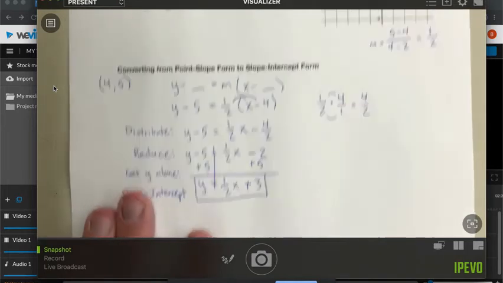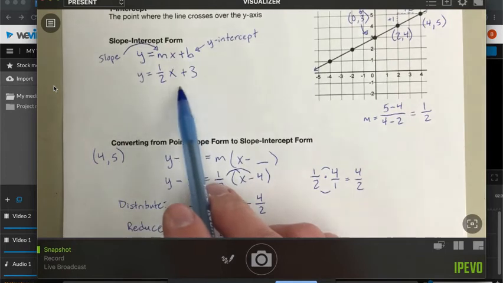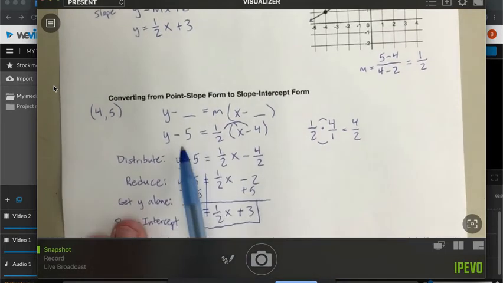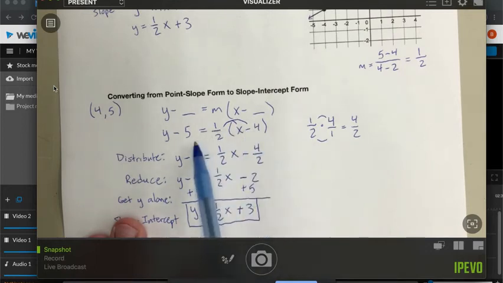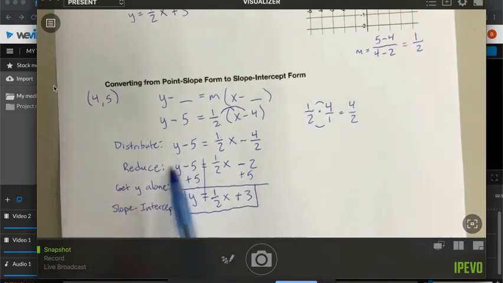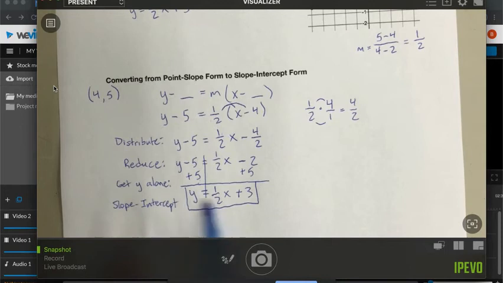All right, so once again, here's slope-intercept from the beginning. Here is if we do point slope form. Remember, I could have used any point I wanted. In this case, I chose (4, 5). Then I did my distribution. I reduced the fraction. I got y alone, and I have my slope-intercept form.